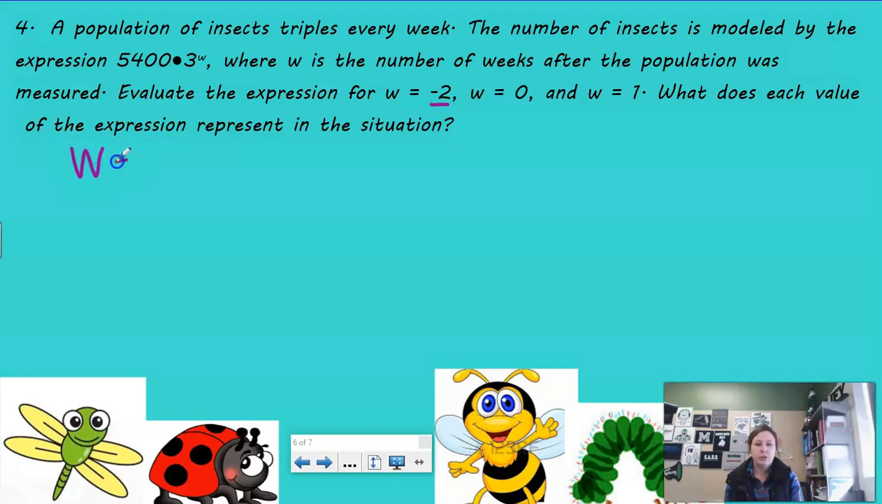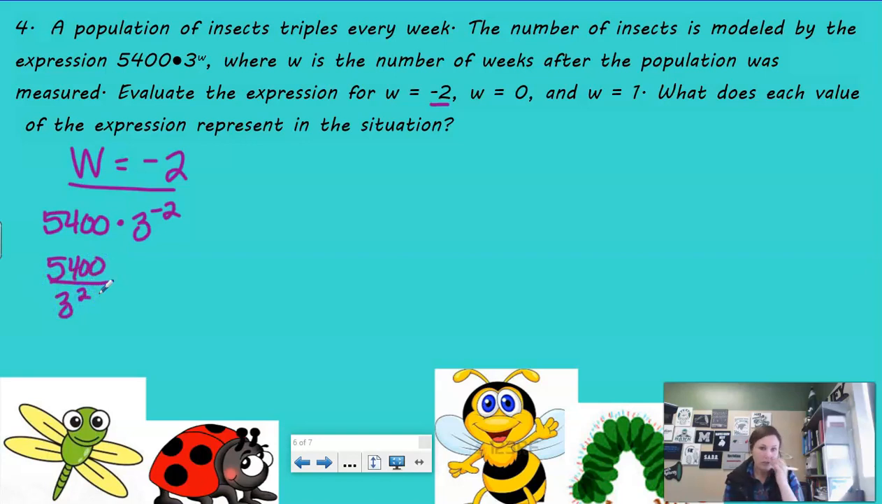So you're going to do this just like we did in our last example. So if w equals negative 2, plug that in for the expression that I gave you. So 5,400 times 3 to the negative 2 power. And again, you want to take care of your negative exponents. So you're going to flip this 3 to the negative 2nd into the denominator. 5,400 gets left on top. So now your problem is 5,400 divided by 3 squared.